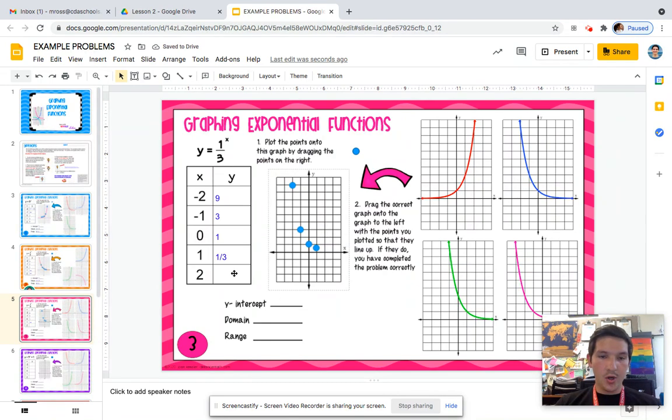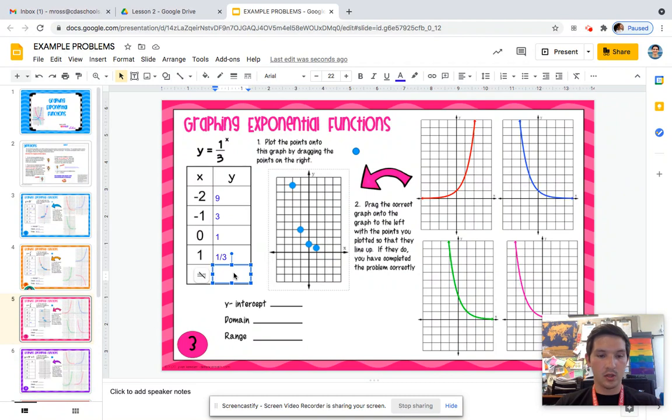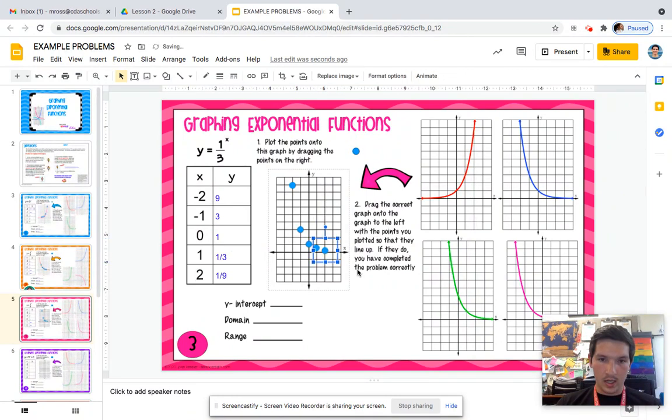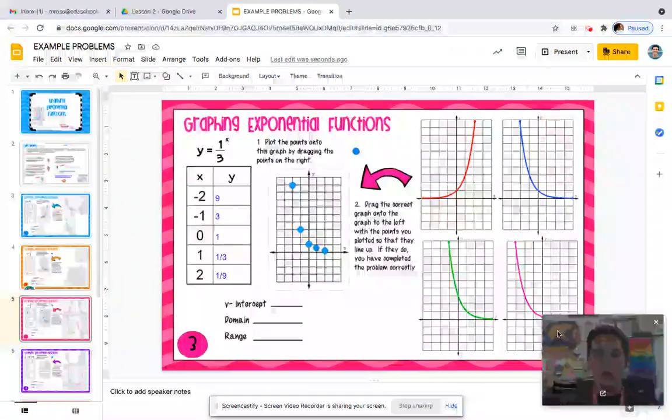And then if we third a 1/3, we're actually going to be looking at 1/9. We can grab this point, go to about 1/9 at 2, and I'm just going to do my best to kind of put that above 0, but it's going to look something like that. And so now we can look over here and look at all of our options.